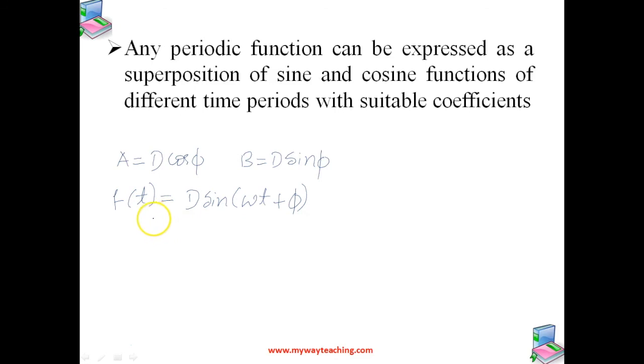So here d and phi are constants, and the value of this d is given by square root of a square plus b square, isn't it? And the angle phi is given by tan inverse of b by a. Okay, so here this d as well as phi, both are constants.